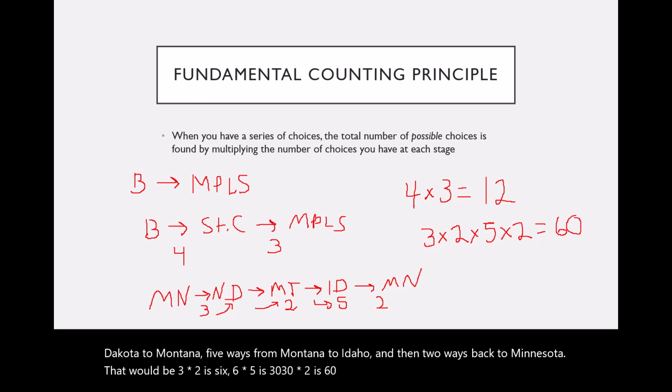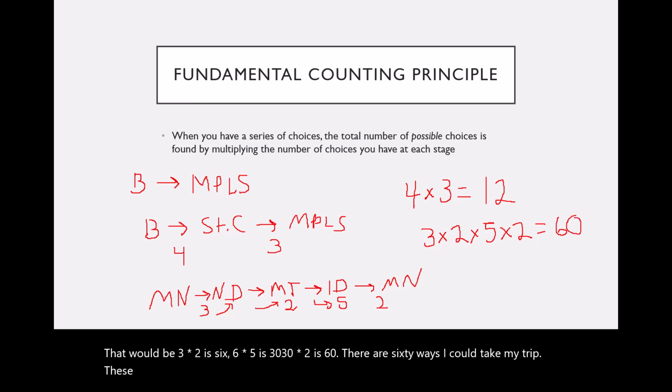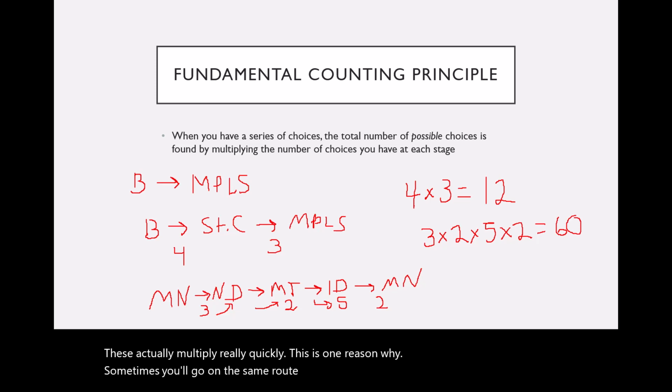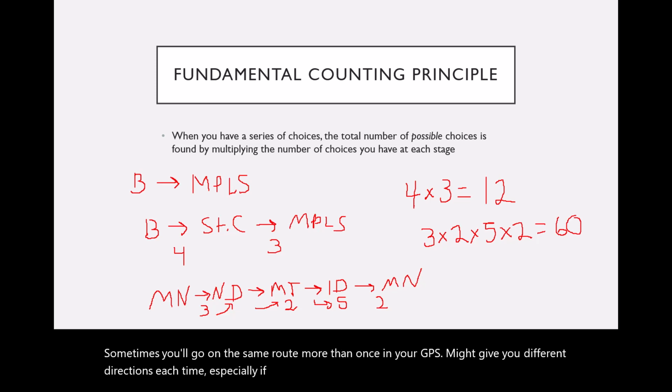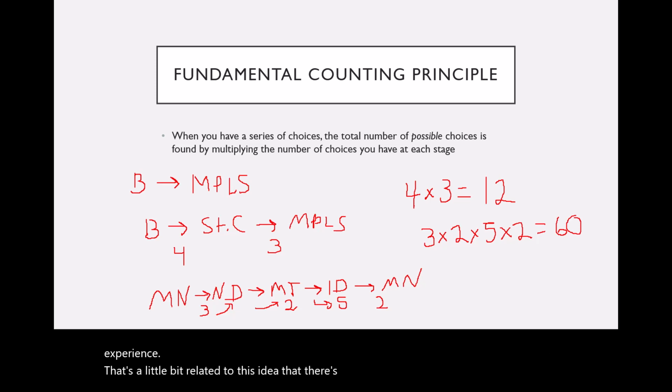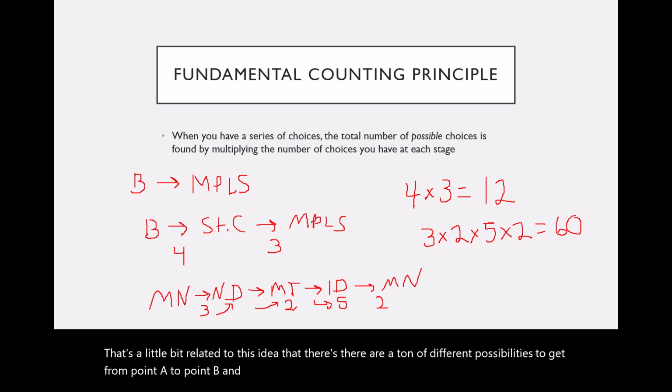There are 60 ways I could take my trip. These actually multiply really quickly. This is one reason why sometimes you'll go on the same route more than once, and your GPS might give you different directions each time, especially if it's a more rural route. At least that's been my experience. That's a little bit related to this idea. Like there are a ton of different possibilities to get from point A to point B in the real world.